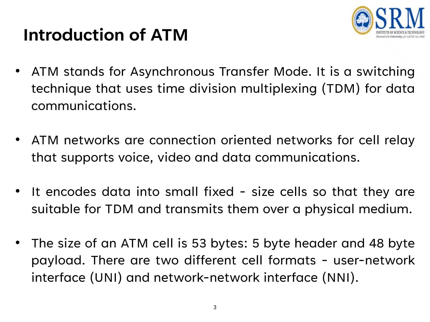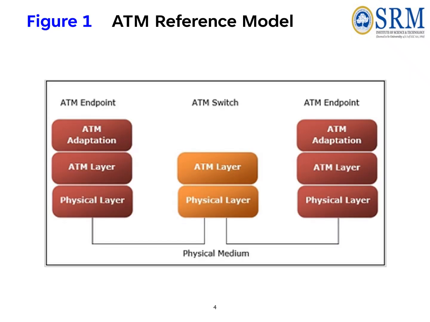ATM encodes the user information into small fixed-size cells so that it can be used for TDM transmission over the physical medium. The size of the ATM cell is 53 bytes, which includes 5 bytes for the header and 48 bytes for the payload. There are two different types of cell formats used by the ATM model. One is the user to network interface and the other is the network to network interface. So with this insight, we'll get into the ATM reference model.